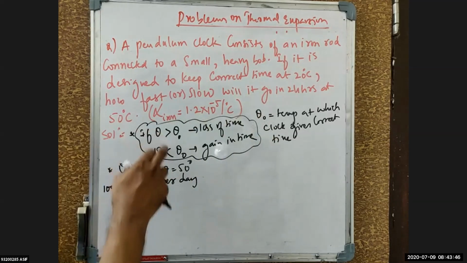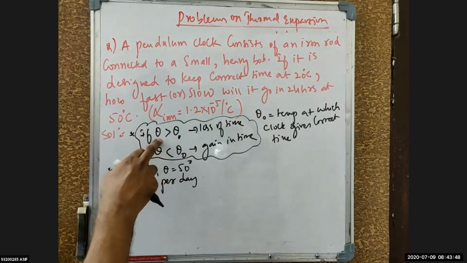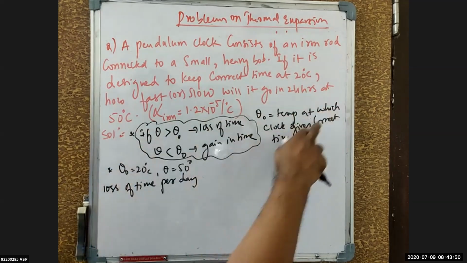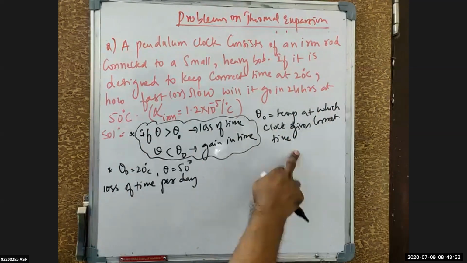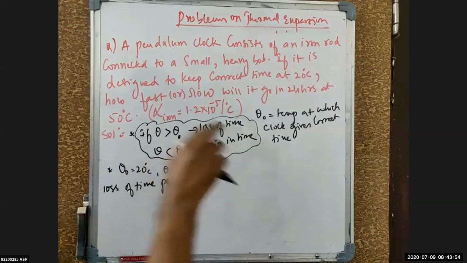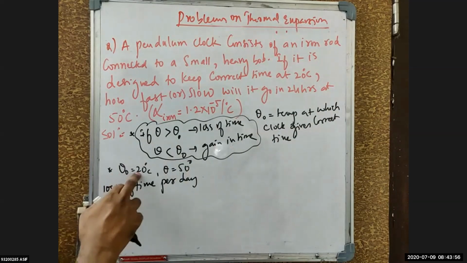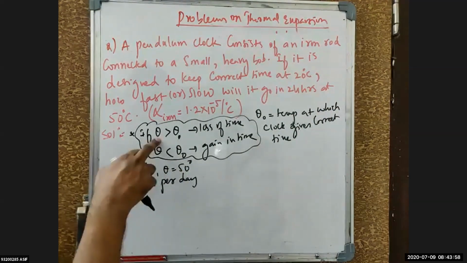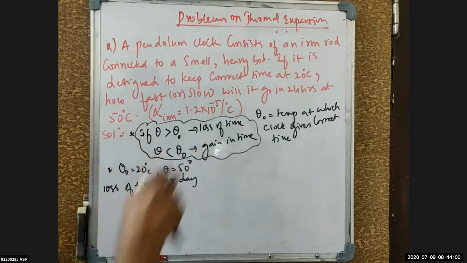You always try to keep this in mind in the given condition. If your temperature is greater than the temperature at which the clock is giving the correct time, then it will lose. If it is lesser than, it will gain time. Here theta naught is 20 and theta is 50. So condition 1 is satisfied, and it will be a loss of time.